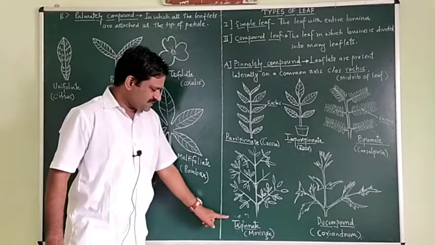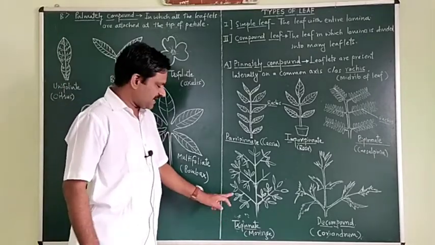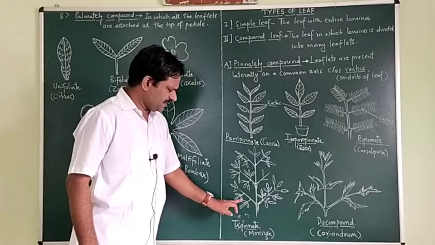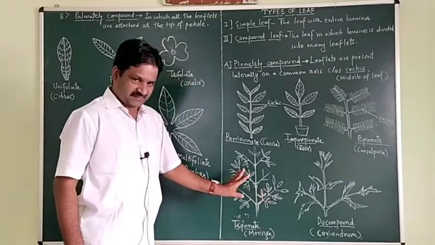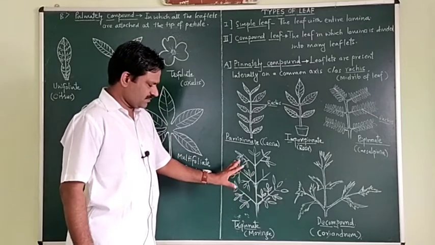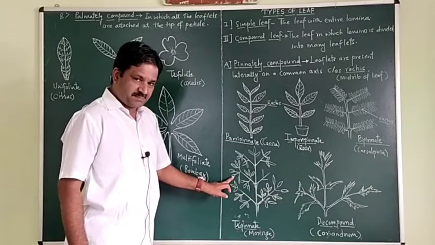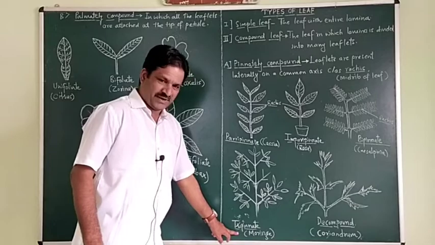The next one is tripinnate, which means there are three pinnae: 1, 2, 3. This is the tripinnate compound leaf, and tripinnate compound leaves are found in moringa.